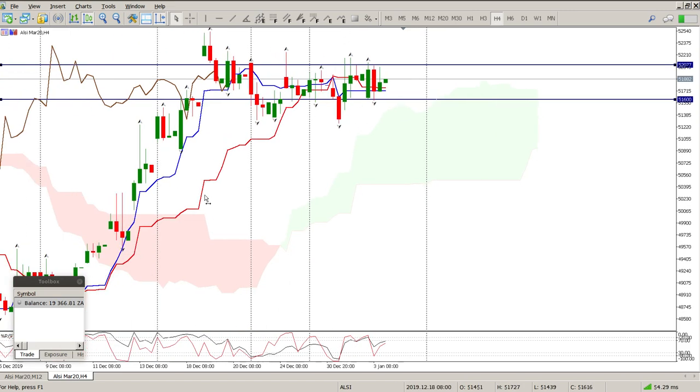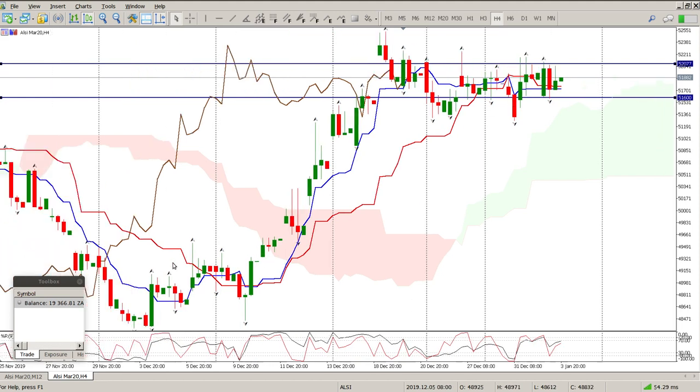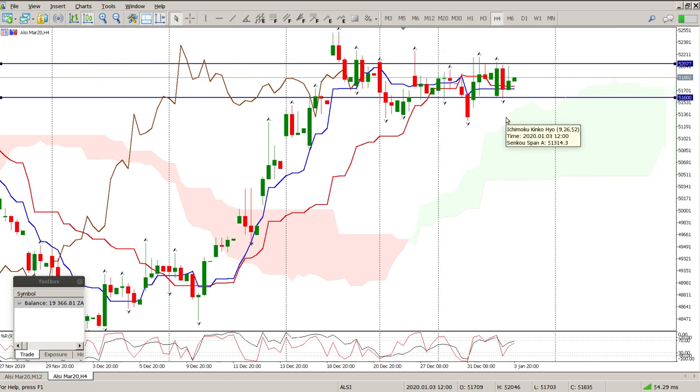We have another gap here, another gap here, another small gap here, and another gap here. So that's 1, 2, 3, 4. It's 5 gaps that we have to the downside.